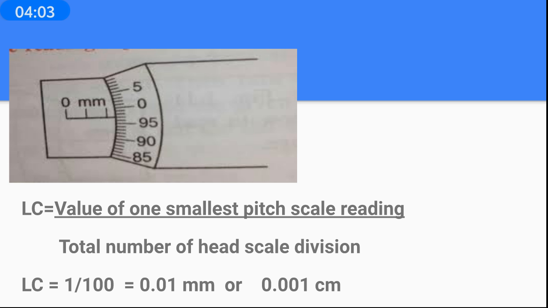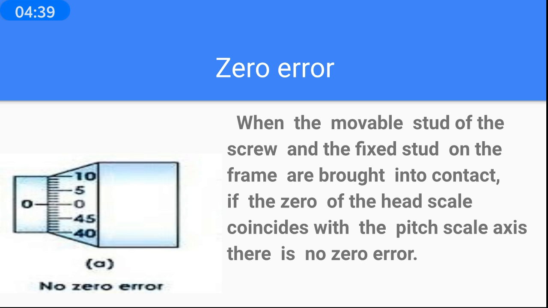So what is the formula? Value of one smallest pitch scale reading by total number of head scale divisions. So the smallest pitch scale reading is 1, by number of head scale divisions, which is 100. So 1 by 100. So what will be your answer? 0.01 millimeter or 0.001 centimeter. So what is the least count for a screw gauge? 0.01 millimeter or 0.001 centimeter. Hope this is clear. Now we go on to zero error.